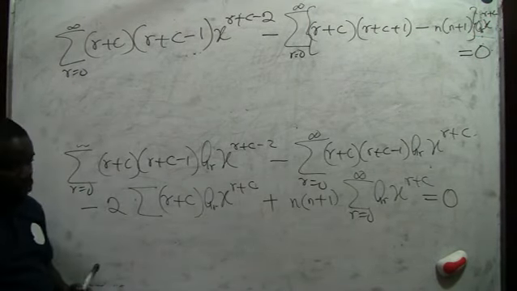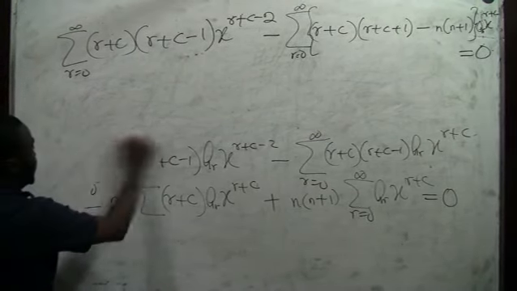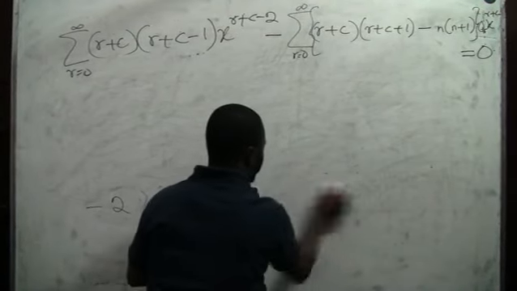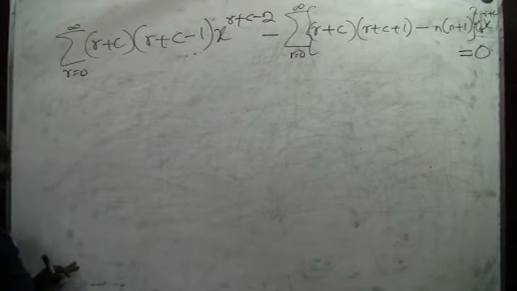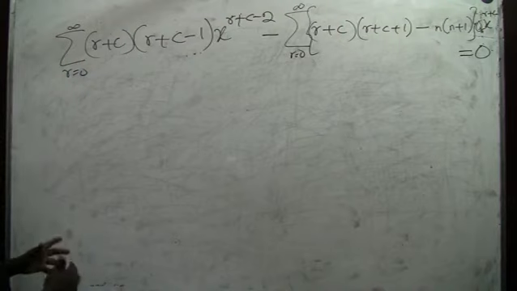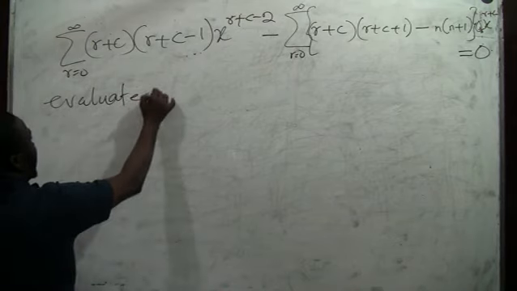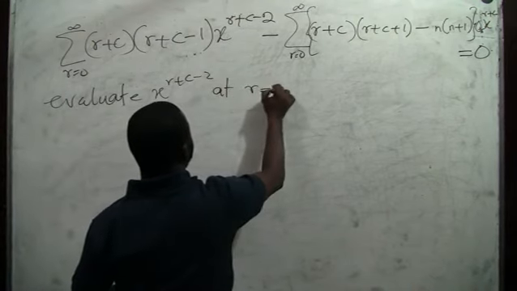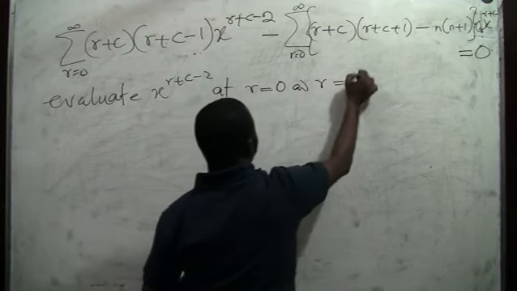Having done that, what is the next thing to do? Now, if you look at this, the difference between the two powers is 2. So we'll concentrate on the least power and we move that by 2. How do I mean? Evaluate x to the power r plus c minus 2 at r equals 0 and r equals 1.